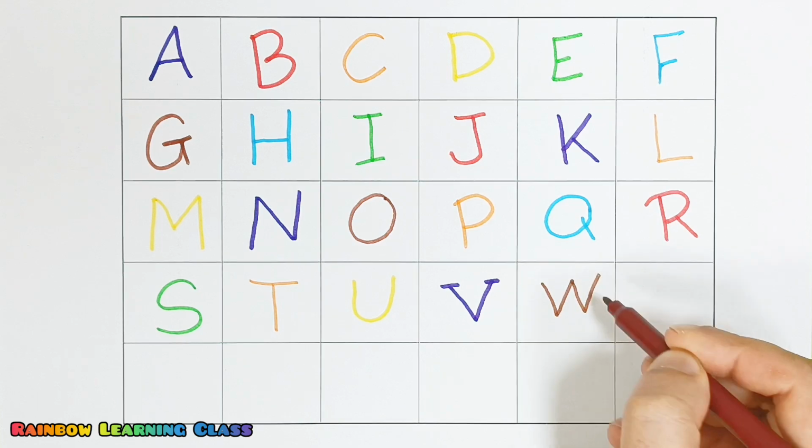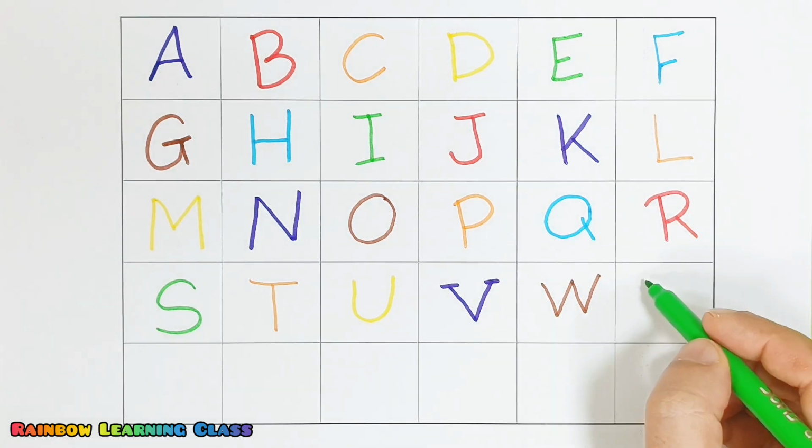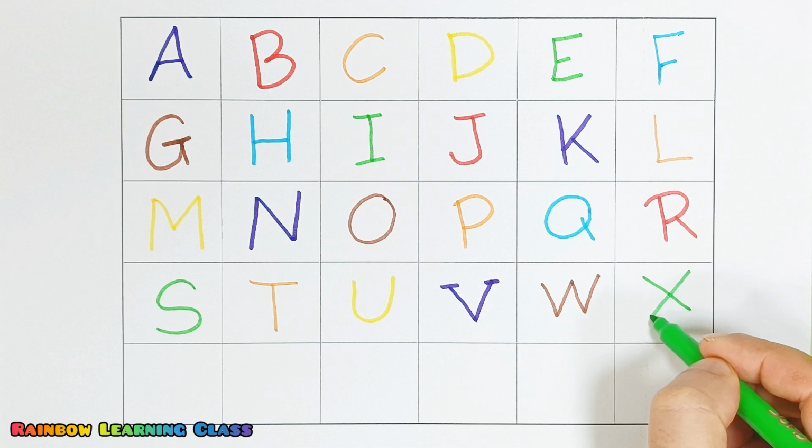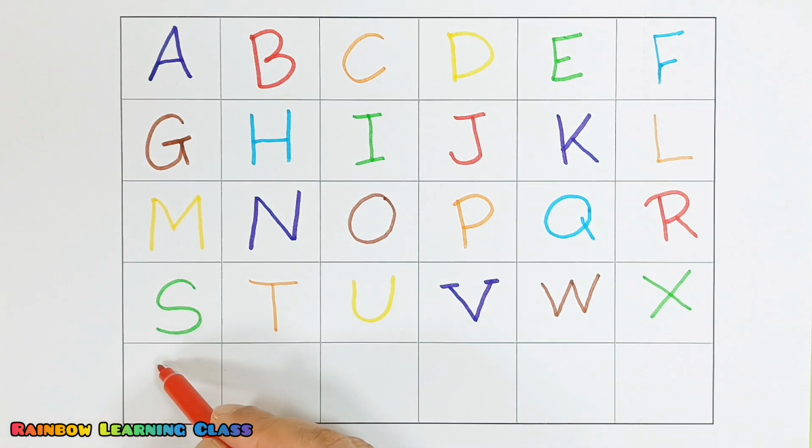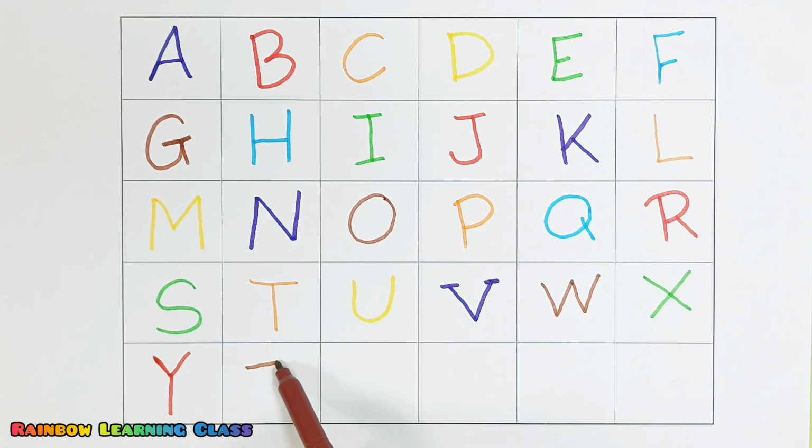W for wave. X for xylophone. Y for yacht. Z for zip.